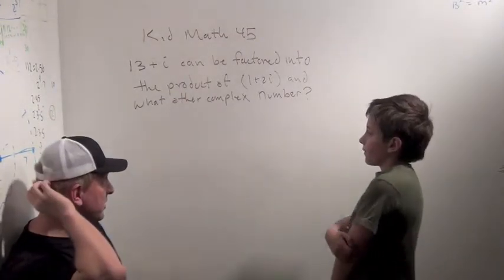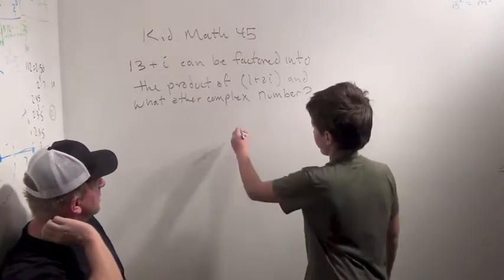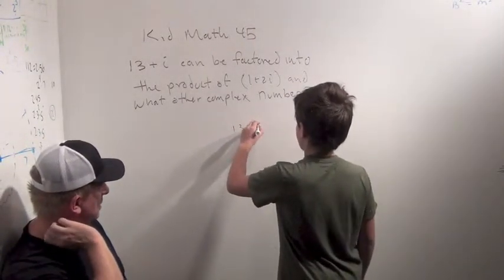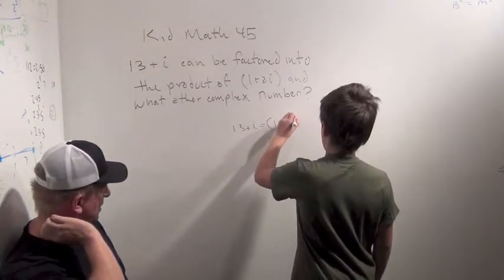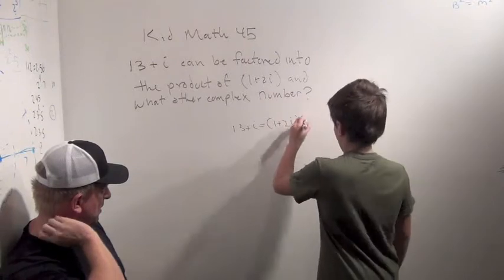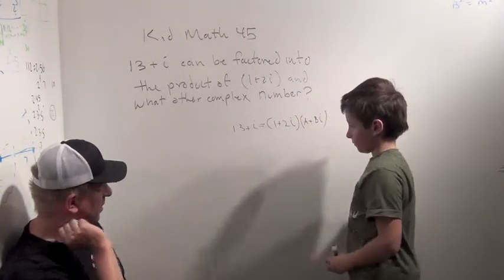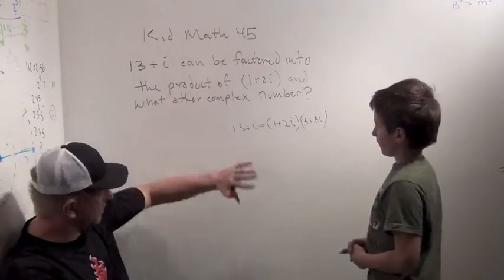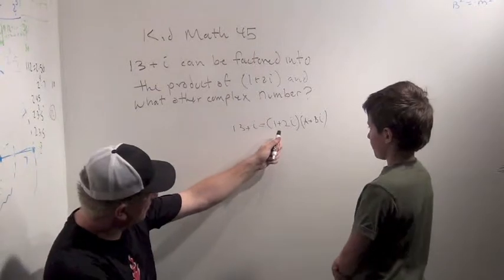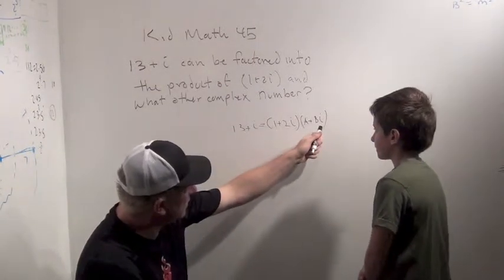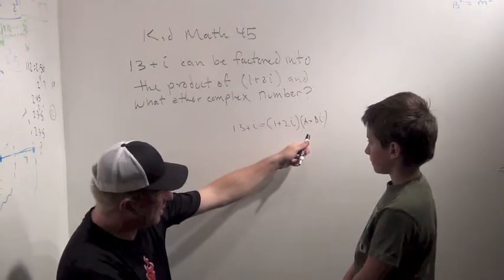Okay. First of all, do you understand the question? Yeah. So we know 13 plus i equals 1 plus 2i times a plus bi. Okay. All right, and then very good. Hey, high five. Good job. That's exactly what this means. 13 plus i equals 1 plus 2i times some other number a plus bi. Okay? And we're trying to find what a plus bi is.